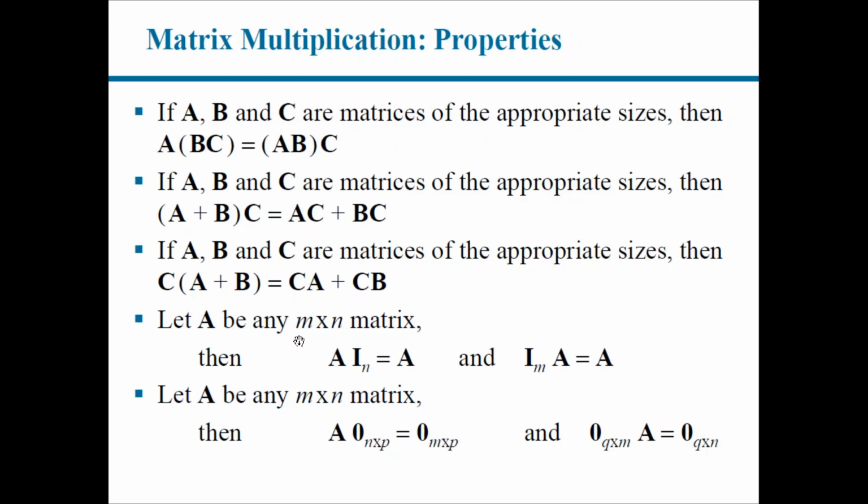Obviously, if my matrix is not square, the identity must be different in size depending on whether I am multiplying from the right or from the left. That's nothing special. And if we multiply a matrix by a zero matrix, we end up with a zero matrix. Obviously, we need to make sure that the inside dimensions fit.